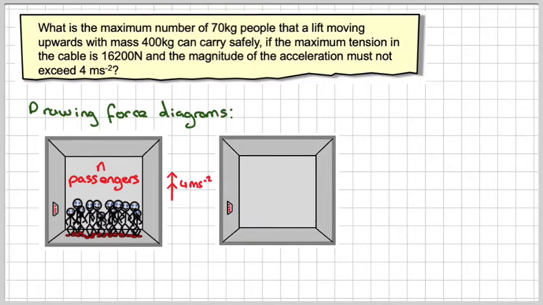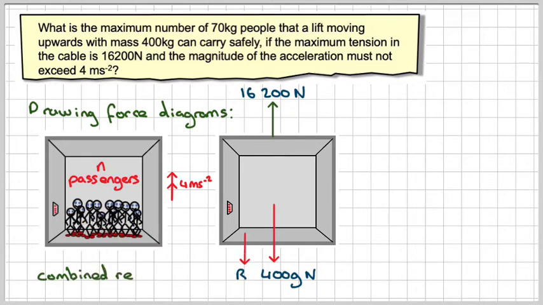So drawing the lift separately, the forces acting on the lift will be the tension, which is given in the question as 16,200. We've got the weight of the lift, which is going to be 400g newtons. And we've got the combined reaction of all these n passengers, which we'll denote as R.